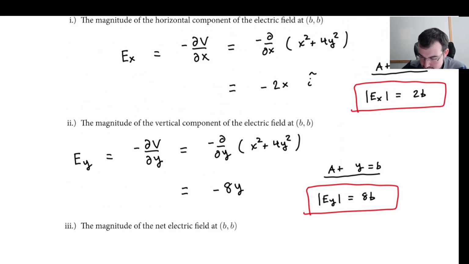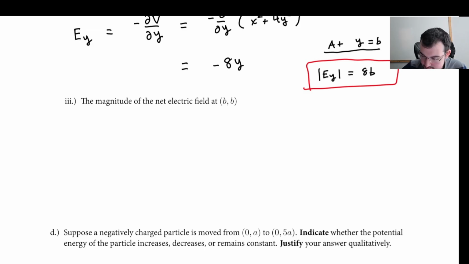And what's the net field? Well, we just said the horizontal field was 2b in some direction. And the vertical field was 8b in some direction. You know what? Actually, let's make this upwards just for consistency, because this is either going to point directly towards or directly away from the origin.